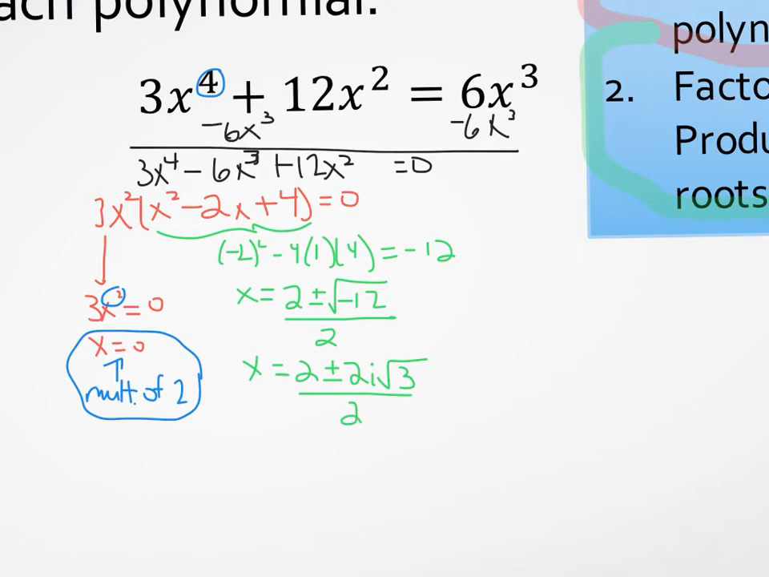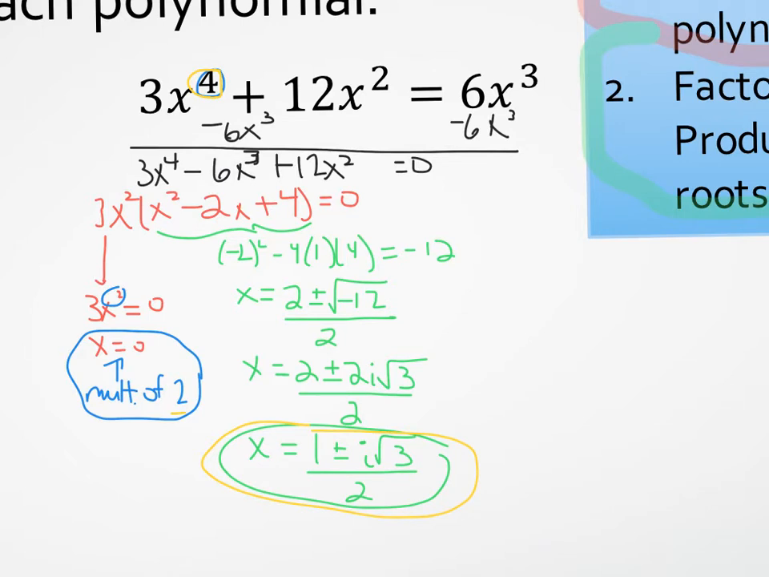What number goes into all 3? Well, 2. So 1 plus or minus i square root 3 over 2. So now we're going to say, okay, because we have this 4, we need to have 4 zeros. So notice we have 2 zeros at x equals 0, and we have 2 answers here. You have 1 plus i square root 3 over 2 and 1 minus i square root 3 over 2.